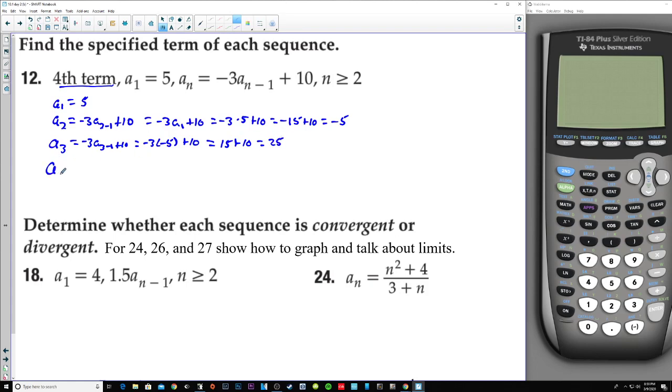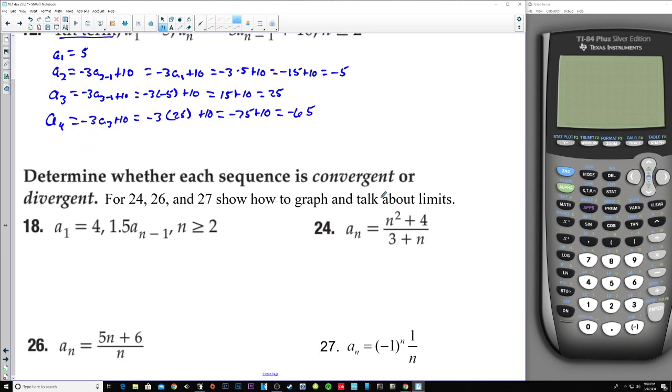Now here's the fourth term. Here's the one that we're after. We have negative 3 a sub, it's 4 minus 1, so a sub 3 plus 10. So we have negative 3 times a sub 3, which is 25, plus 10. That's negative 75 plus 10. We get negative 65.